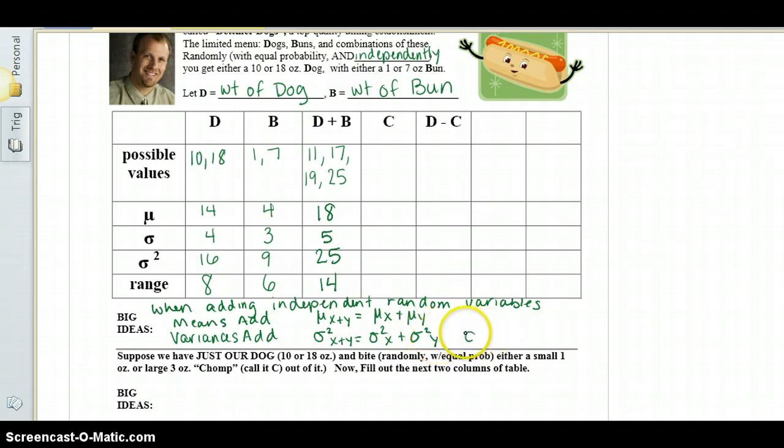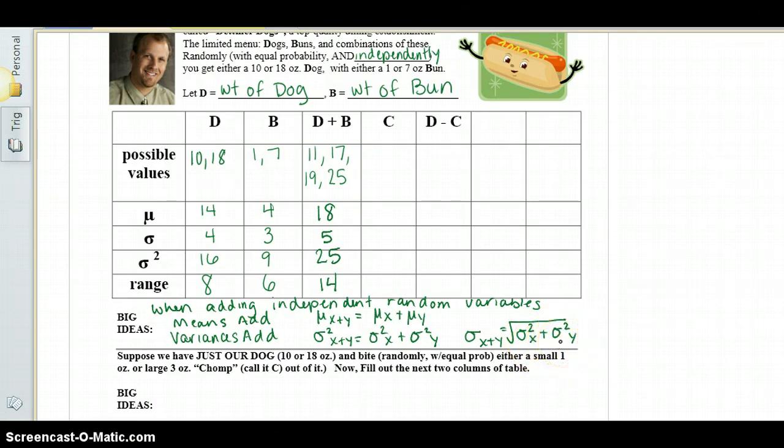For the standard deviation, you have to take the square root of the two variances added together. Some people call this the Pythagorean theorem of statistics. You can see it looks similar to the Pythagorean theorem.